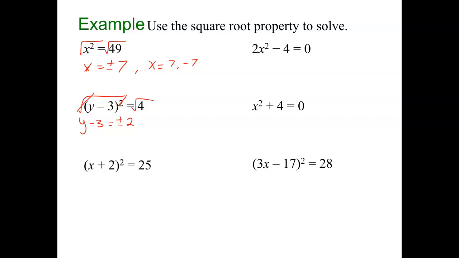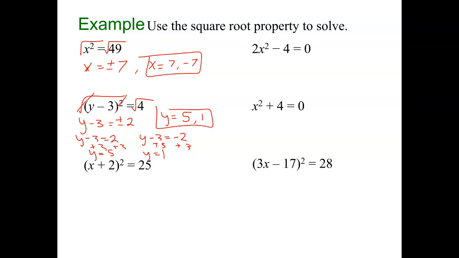Add 3 to both sides, but now because I have positive and negative, that means I'm going to have 2 equations. So y equals 5 and y equals 1. I have a positive 2 and a negative 2 for that equation as a solution. So when we add 3 to everything, y equals 5 and y equals 1. So that's going to be the big thing, is remembering that we have 2 equations basically. We have one with a positive solution and one with a negative solution.